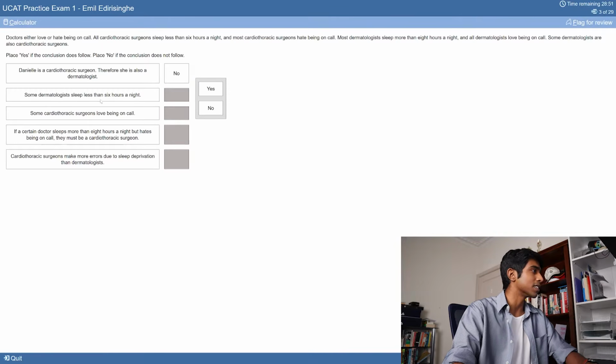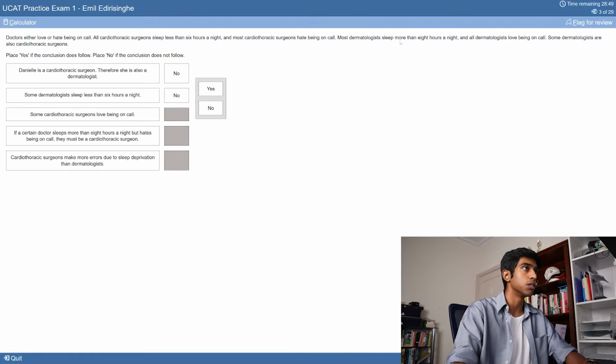Some dermatologists sleep less than 6 hours a night. Not true. There's nothing to say that they could. Actually, yes, this is true, because some dermatologists are cardiothoracic surgeons and all of them sleep less than 6 hours a night.